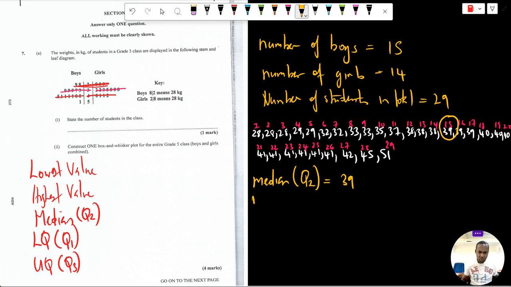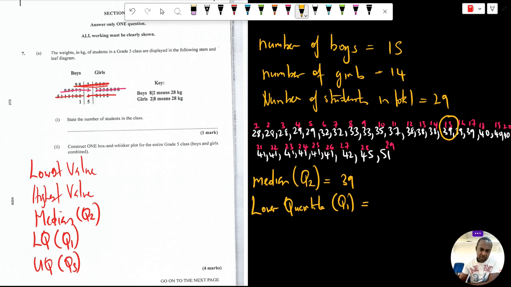Now, how do we determine the lower quartile? The lower quartile, Q1. Now, the lower quartile is essentially the median of the lower half of the data set. Let me repeat that. The lower quartile is the median of the lower half of the data set. Now, how many items do we have in the lower half of the data set? We have an even number of items, 14. And so therefore, the median is going to be the average of the 2 in the middle.